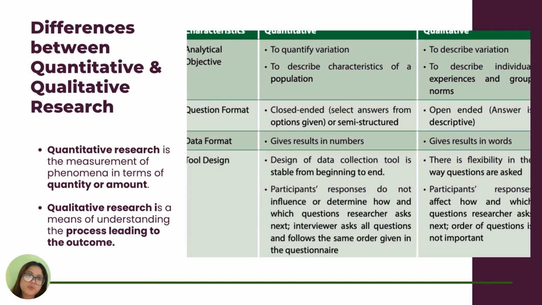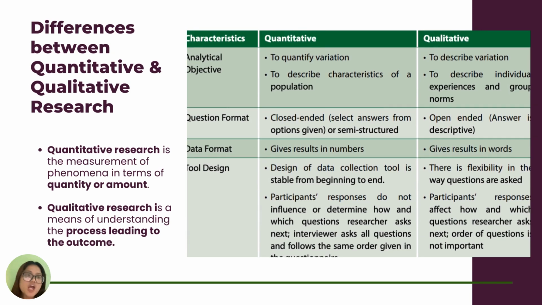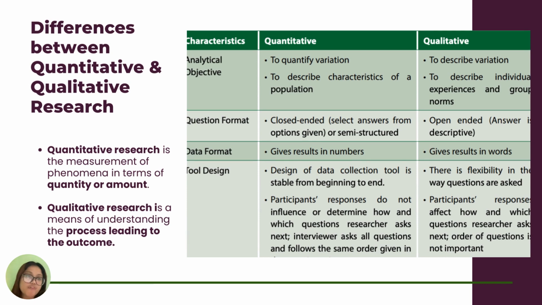So what are the differences between quantitative and qualitative research? First, quantitative research is the measurement of a phenomenon in terms of quantity or amount, while qualitative research focuses on understanding the process leading to the outcome, or explaining why participants' perceptions and experiences lead to the way they make decisions and act. As you can see, there's a table that contains the differentiation of qualitative and quantitative. Usually it differs on these primary characteristics.